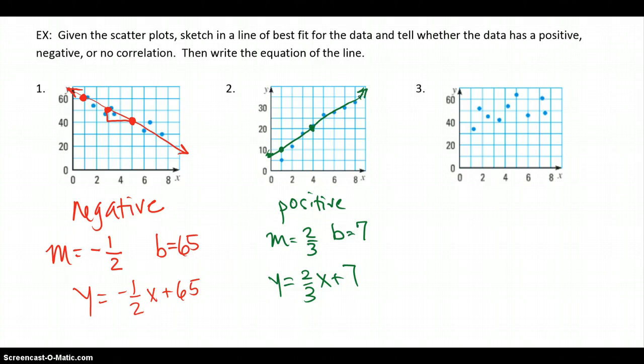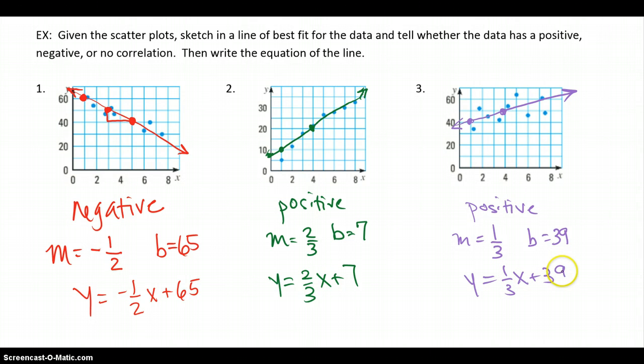Okay, try number 3. So it looks like my line's going up just a little bit, not as steeply as the other one, so we've got a positive correlation. If I look and find some nice points, it looks like my slope is going to be at about 1/3. And my y-intercept is at about, I don't know, 39. It looks like it crosses right below 40. Yours might be a little above 40. That's okay too. So y equals 1/3 x plus 39.